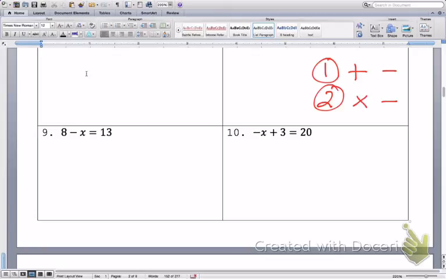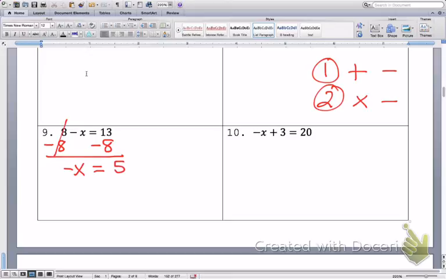So here we have the 8 subtracting with the x, so we're going to be undoing the 8. The 8 is positive, so we do subtraction of 8. So then we cancel these out, bring down your x. Hopefully you didn't forget that negative. 8 subtracted from 13, we get 5.